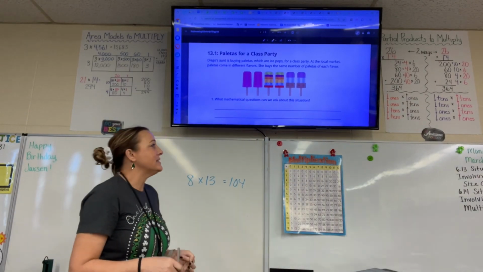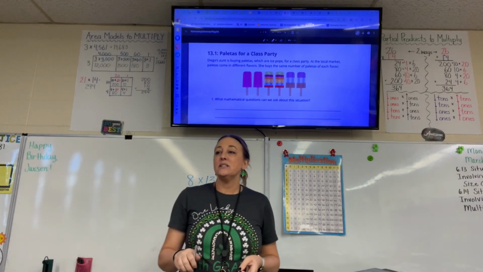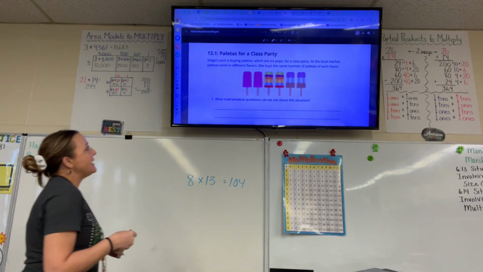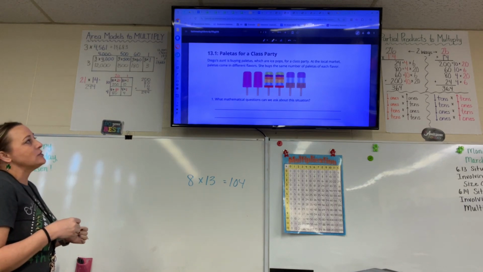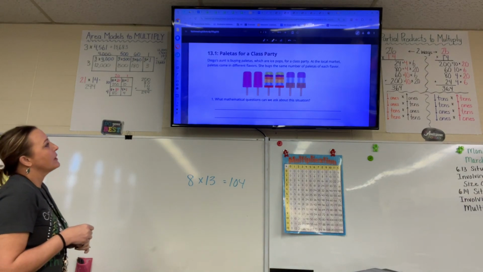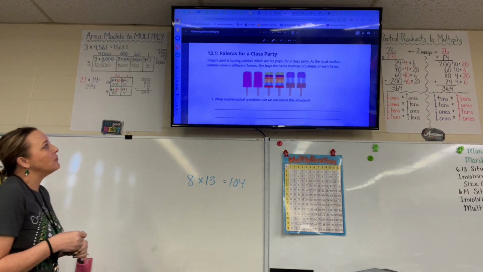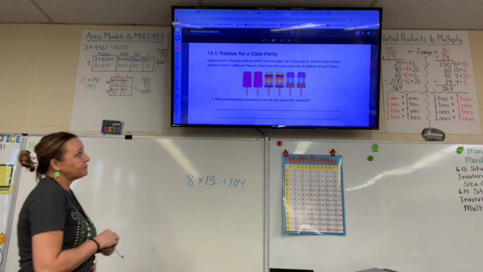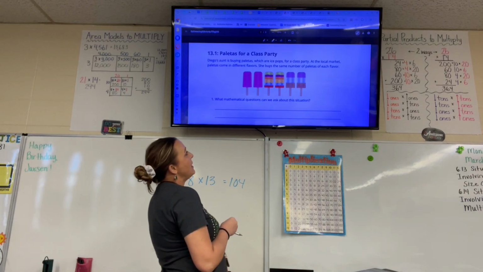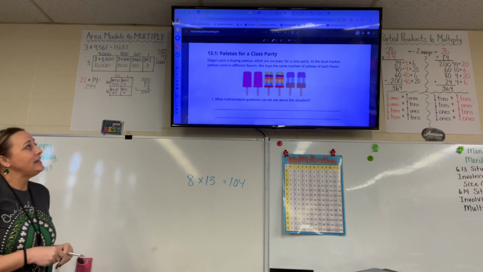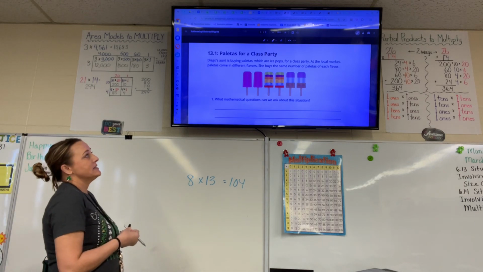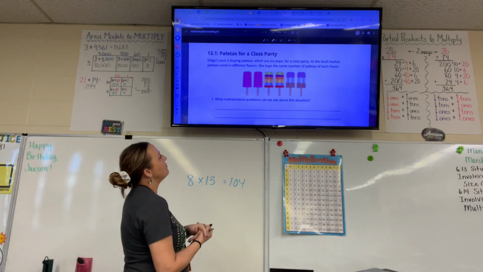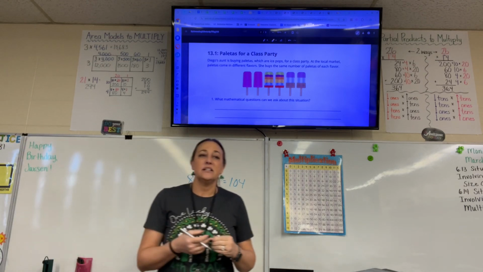Today we're doing lesson 6.13, situations involving equal size groups. Diego's aunt is buying pilates, which are ice pops, for a class party. At the local market, pilates come in different flavors. She buys the same number of pilates of each flavor. What mathematical questions can we ask about this situation?